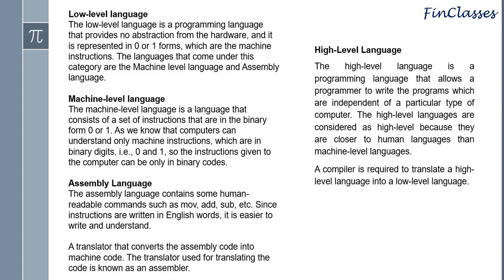So there are basically two types of languages under low level, which are called machine level language and assembly language. The machine level language consists of a set of instructions that are in the binary form that we are talking about. Every machine has its own separate language consisting of zeros and ones. So a machine language developed for a particular computer may not work for another computer. That is a limitation that we have.